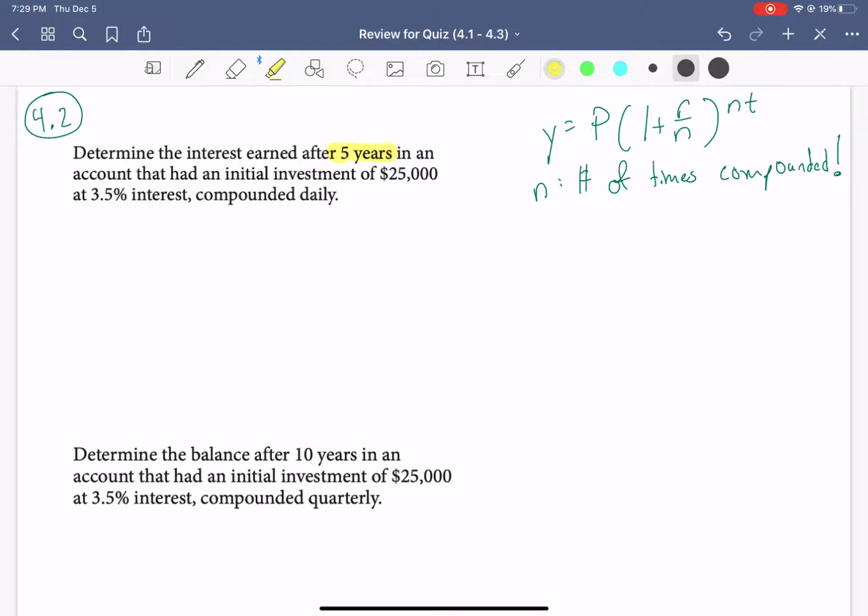We have to determine the interest earned after 5 years in an account that had an initial investment of $25,000 at an interest rate of 3.5%, and it was compounded daily. So let's try to write this out. Nowhere in there says how much money we have at the end, so y stays our variable. P is our principal, so our initial value, and our story problem said $25,000. Next, we have to do 1 plus our rate. Our rate should be in decimal, just like in the other problem. So we have to convert our percent, 3.5%, to our decimal.